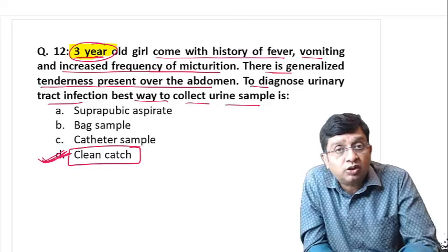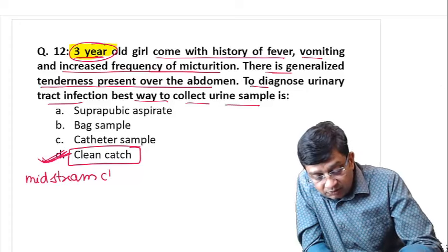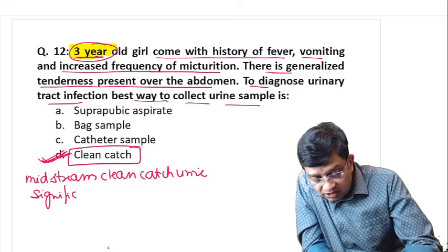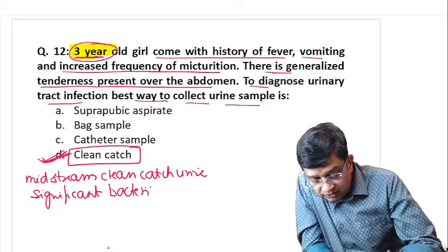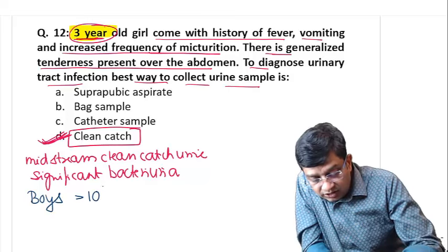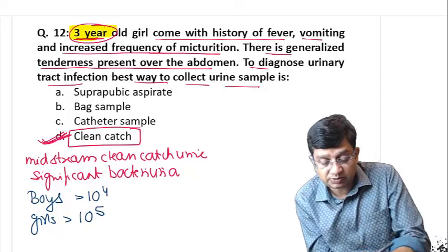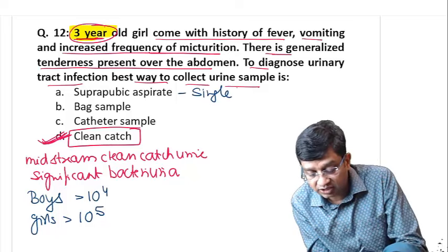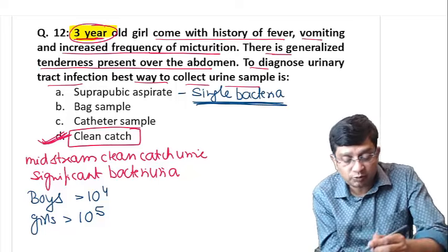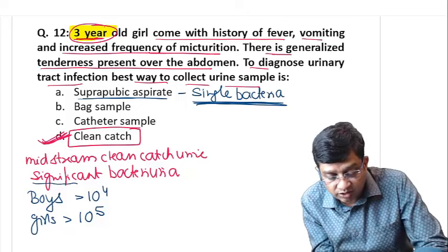Suprapubic aspirate you can do in an infant. And in the midstream clean catch urine, what is the significant bacteriuria? In boys we say more than 10 raised to power 4, and in girls we say more than 10 raised to power 5. But in a suprapubic aspirate, even a single bacterium is significant because this is done under totally sterile conditions. But in a 3-year-old child, you will go for the midstream clean catch urine, which will tell you about the significant bacteriuria.